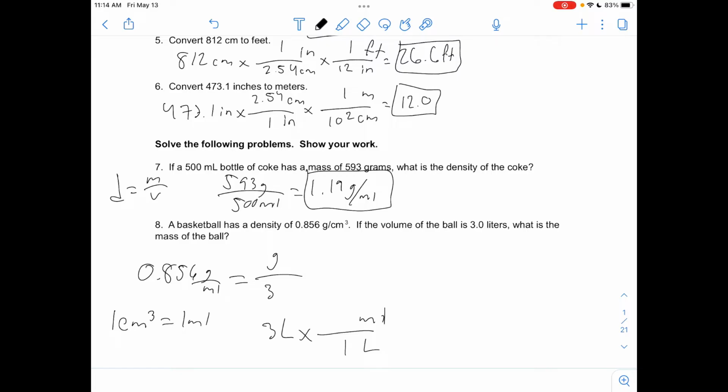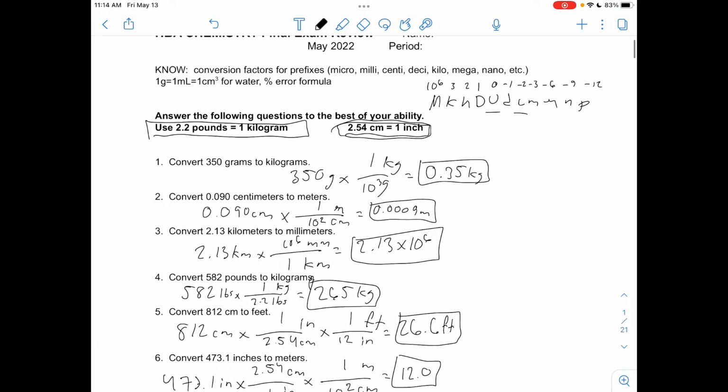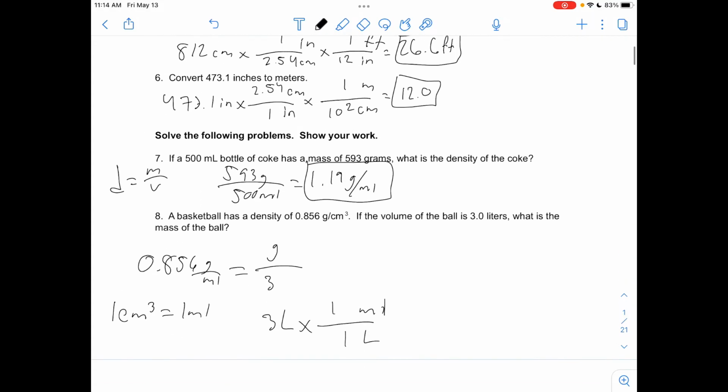And so I'm going to have to convert that into milliliters. So 3 liters. Okay, so liter is a base unit and it is bigger. It's U. And then milli is 10 to the 3rd. So that would be equal to 3,000 milliliters.